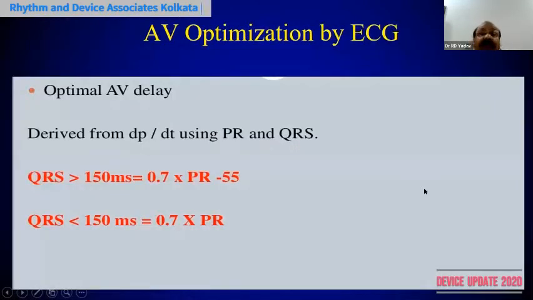And now how will you optimize by ECG? AV optimization by ECG: if the QRS is more than 150 milliseconds, then measure the conducted PR interval, and take 0.7 times the PR interval, whatever it comes to, then minus 55 milliseconds. That is the AV optimized by the ECG.